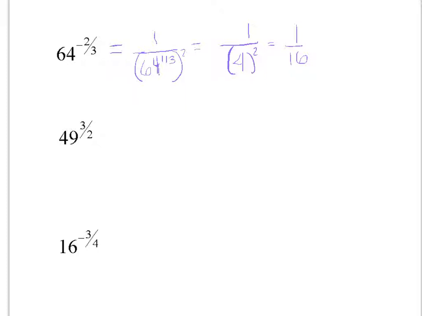Okay, the next one, 49 to the 3/2. We're looking at 49 to the 1/2, so I'm ignoring the top number, I'm just using the bottom, the square root part, and then that's to the 3rd power. So the square root of 49 is 7, and then to the 3rd power, I think it's 343, but I could be wrong on that one. All right, you can check that out.